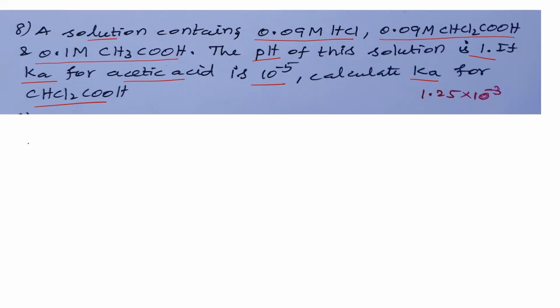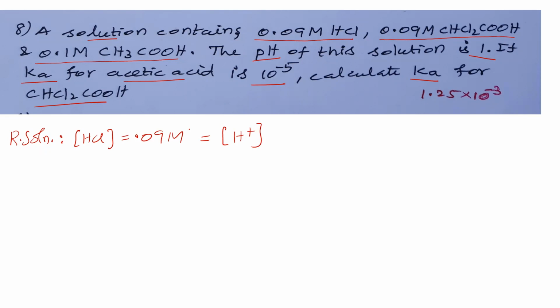So first we are taking the resultant solution. In the resultant solution, the concentration of HCl present is 0.09 molar. It is giving H plus. H plus concentration is 0.09 molar.